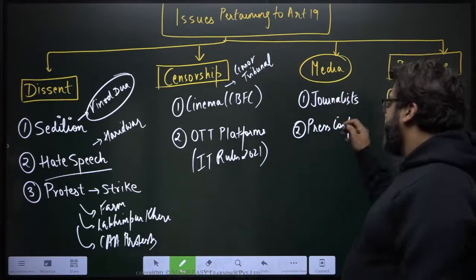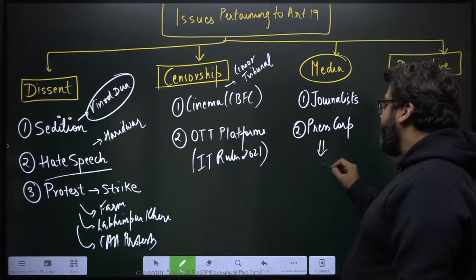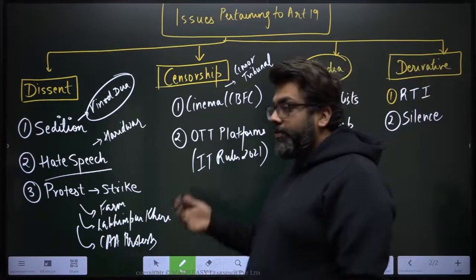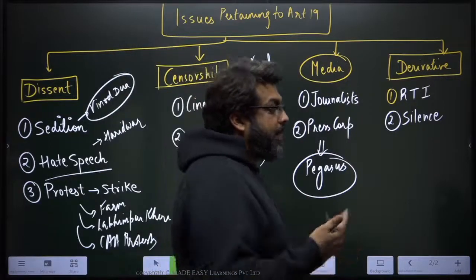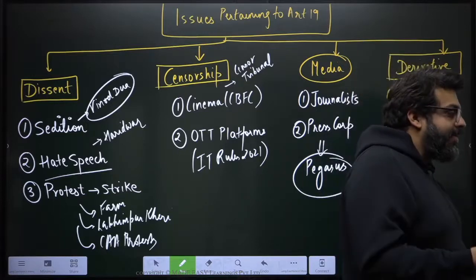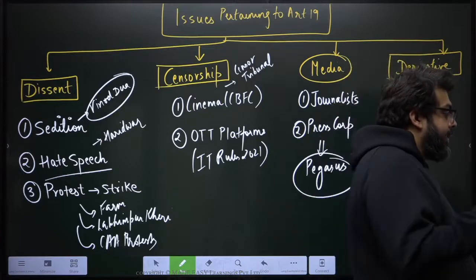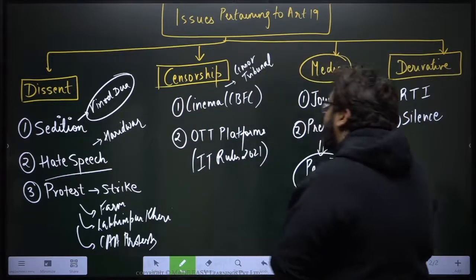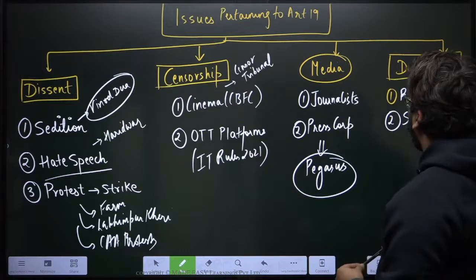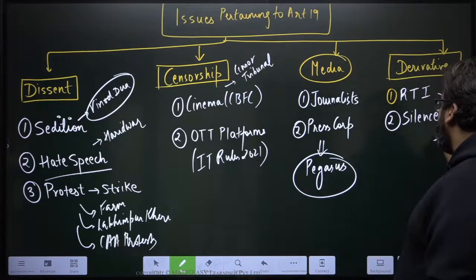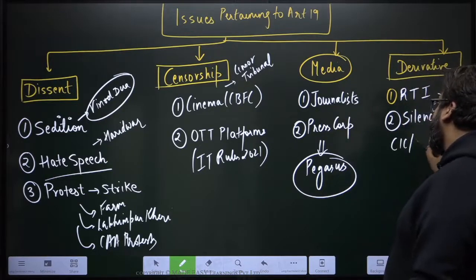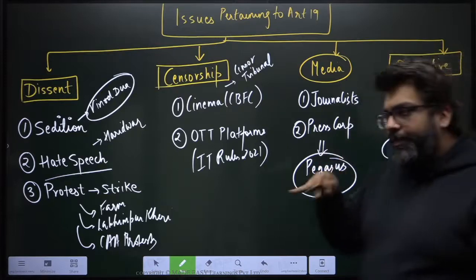With respect to journalists and press corporations, the most recent issue has been that of Pegasus, wherein several journalists' phones, or their devices, have been under surveillance. That's also a privacy issue, but it also affects the freedom of the press. If it affects the freedom of the press, then it will also be an issue of Article 19. Then with respect to derivatives, yes Ashish, of course, we've seen certain amendments to the right to information, wherein the Central Information Commission and the State Information Commission, their powers have been diminished.